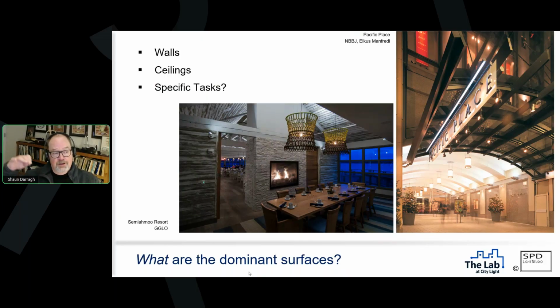But during the daytime, it balances the brightness of the outside really effectively. It doesn't anymore, of course. They've done an interesting renovation since then, but that's what it was initially.